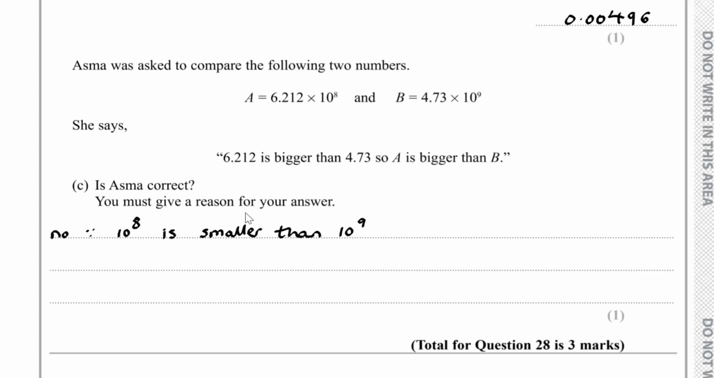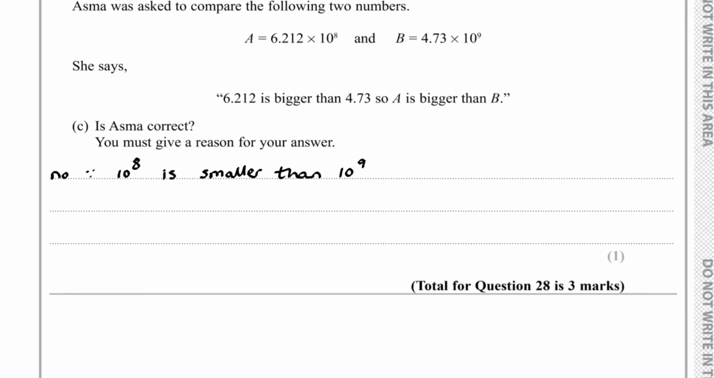Okay, well, clearly she's not correct, because 10 to the 8 is smaller than 10 to the 9. It's like saying 5 times by 10 and then 4 times by 100. 4 times by 100 is obviously bigger than 5 times by 10. And it's a similar thing over here. The number that 10 is raised to the power of is bigger in this case than in this case.